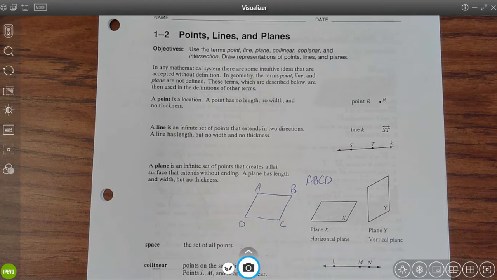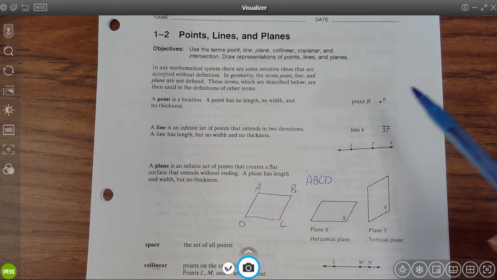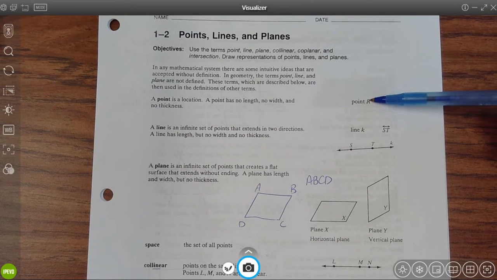Hi, today we're going to look at points, lines, and planes, which are the most basic parts of geometry. A point is a location. It has no length, width, or thickness. They're usually represented by a capital letter. So this is point R.